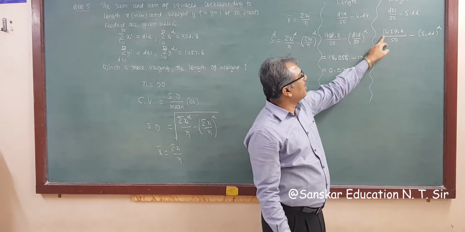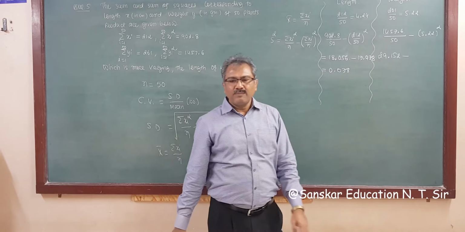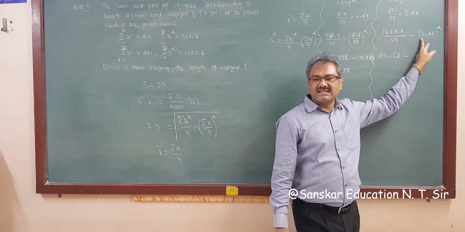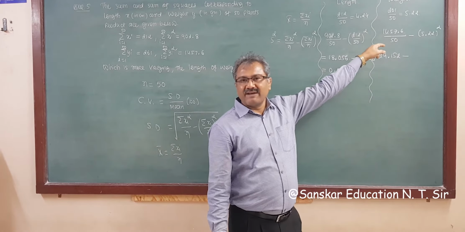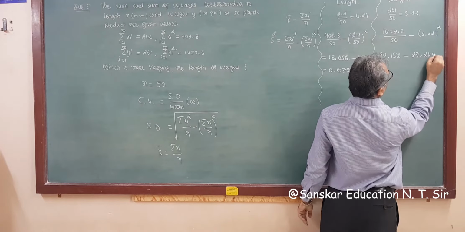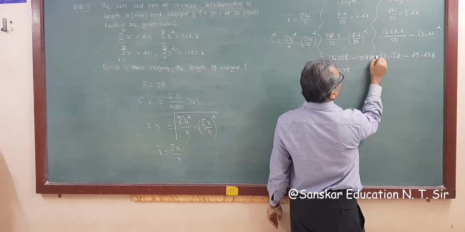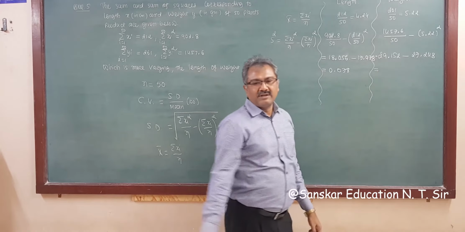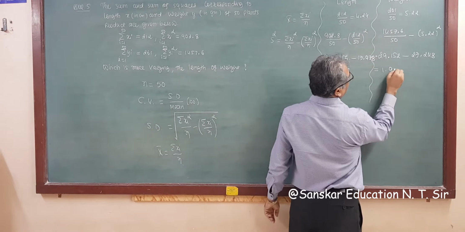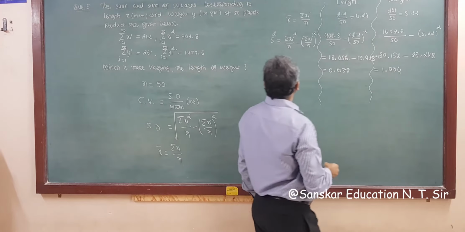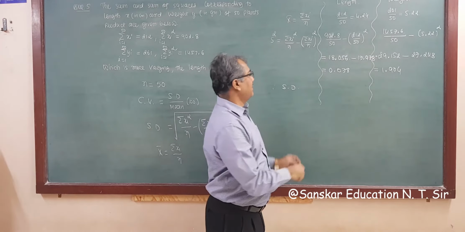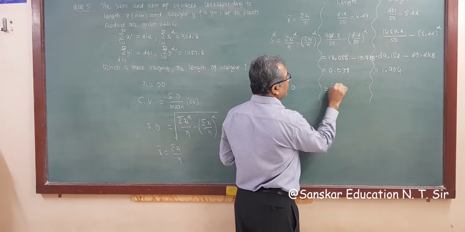So this is 29.152 minus 5 point something, that is square of 5 is 25. So this is 27.248. The answer of this subtraction is 1.904. So therefore the standard deviation for length is equal to square root of 0.078, and for weight, square root of 1.904.